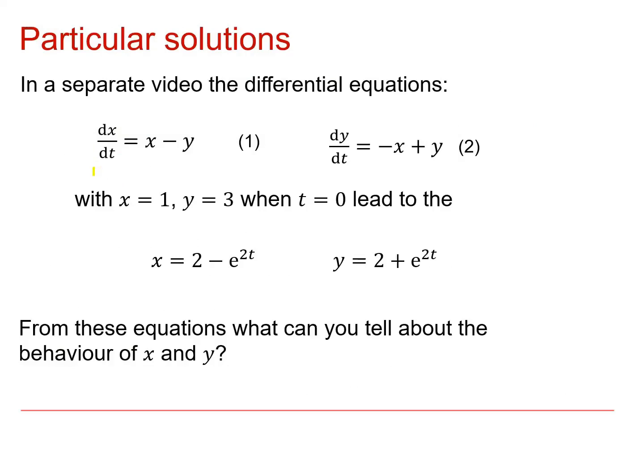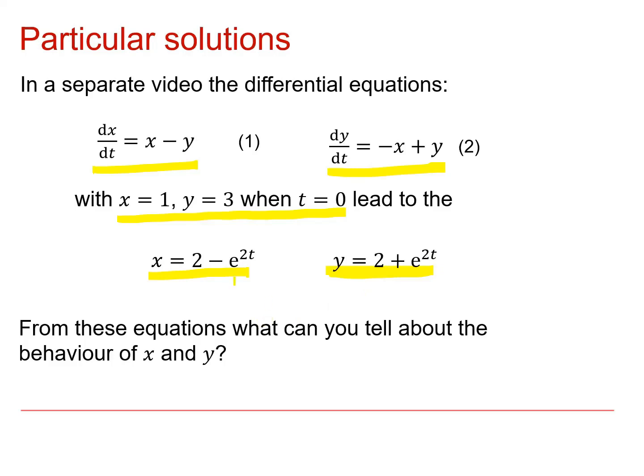In a separate video, we've looked at this pair of simultaneous differential equations, one involving dx by dt and the other involving dy by dt, with this set of initial conditions, x is 1, y is 3, when t equals 0. That's given us this pair of equations that are the particular solution: x is 2 minus e to the 2t, and y is 2 plus e to the 2t.